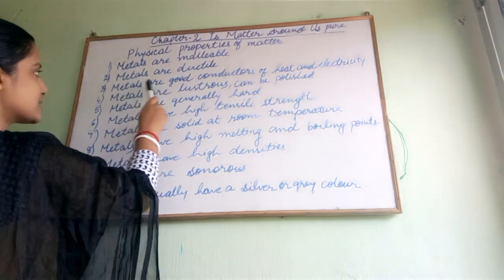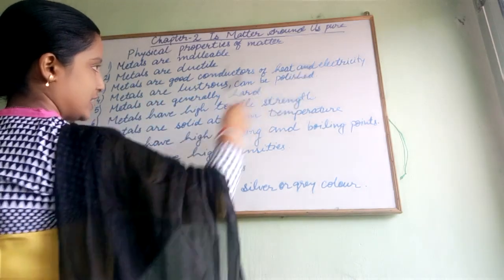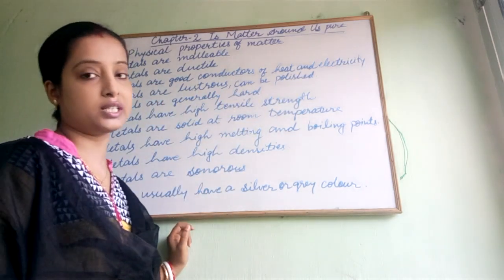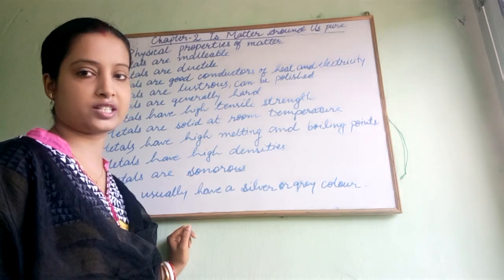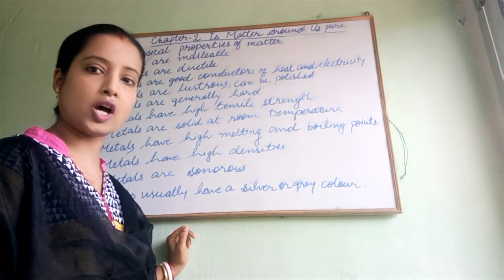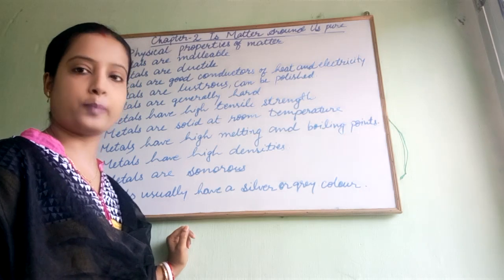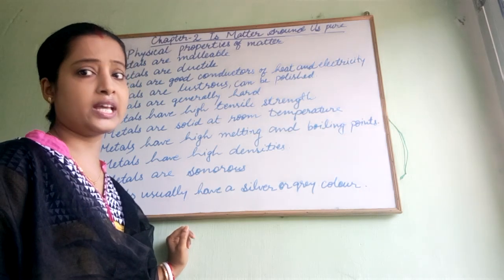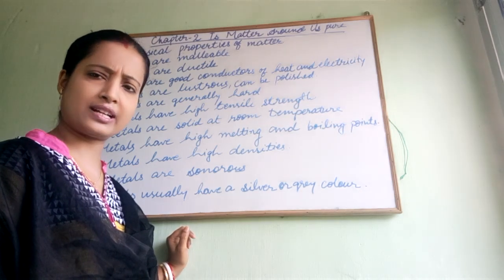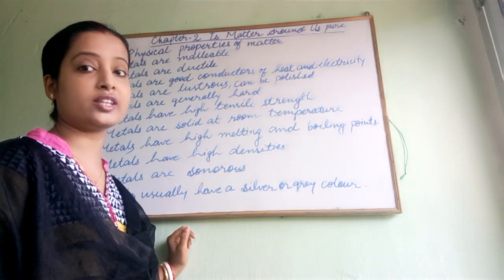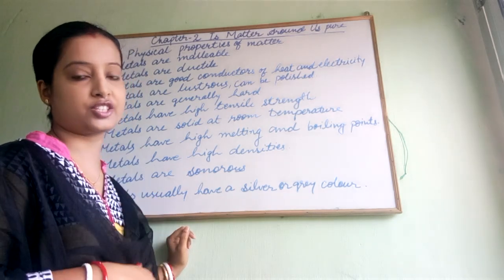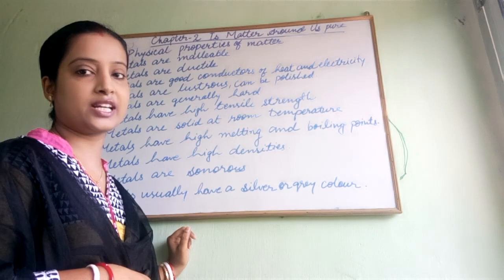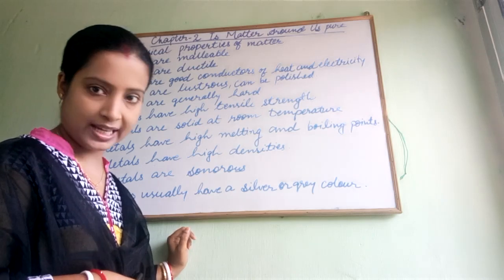Now third, metals are good conductors of heat and electricity. Yes children, all metals are very good conductors of heat and electricity. That means they allow heat and electricity to pass through them. They provide very little resistance and allow the maximum amount of heat and electricity to pass through them. That's why they are good conductors of heat and electricity.